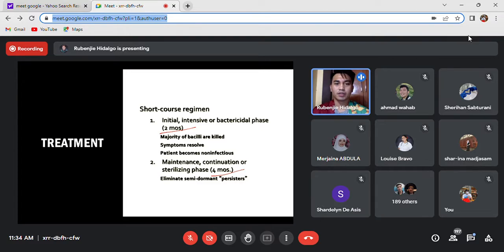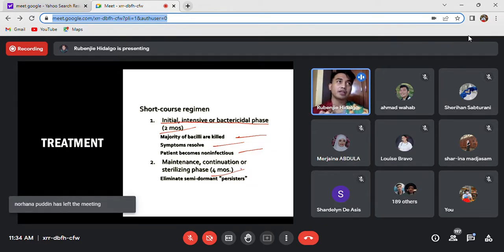Okay? That will be the initial intensive or the bactericidal phase in which majority of your bacilli are killed, symptoms resolve, and your patient becomes non-infectious. Non-infectious na siya kasi na-eradicate na yung mga bacteria. Nagre-resolve na yung symptoms. And the next 4 months, so di ba 2 months, nilinis na siya. In-eradicate na lahat ng bacteria.